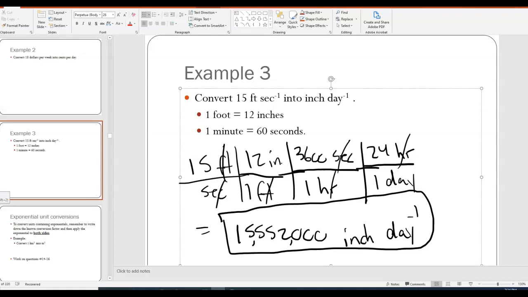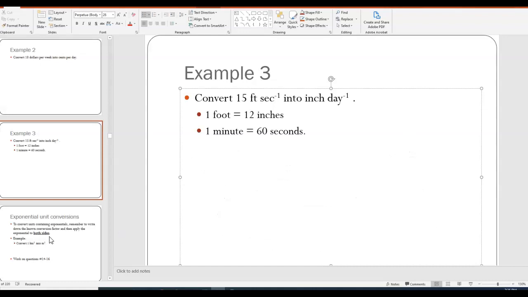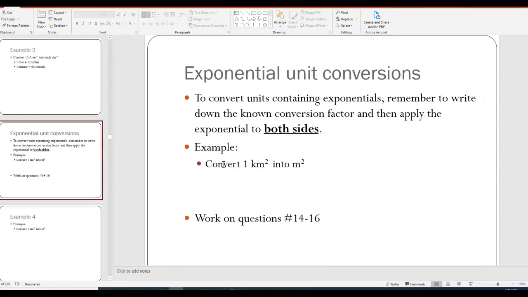Okay, now the very last type of unit conversion we're going to look at, I'm going to erase this. The very last type of unit conversion is what's called an exponential unit conversion. And you see these sometimes, not too often, but you do see them sometimes. And basically, an exponential unit conversion, at least that's what I call it, is when you have a unit conversion where things are being squared or cubed or something is being raised to a power.